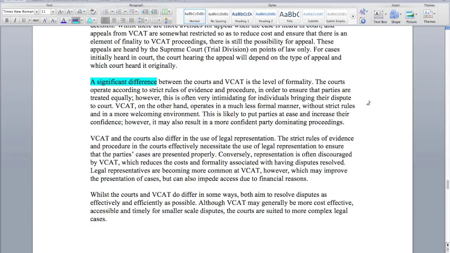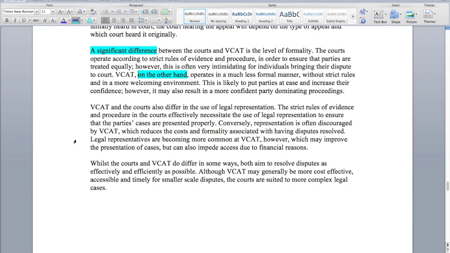I've also talked about the greater impact, how a high level of formality might increase equality, but a low level of formality makes parties much more comfortable and confident. Again, going into more depth like I did here. The other thing I've done here is said, on the other hand, again signposting to the examiner that I've brought in another example that is very different to the one I've discussed previously. Again, it just makes it easier for the examiner to give you those marks.